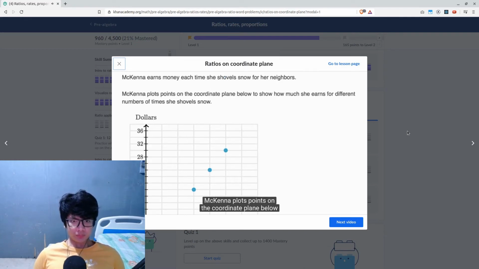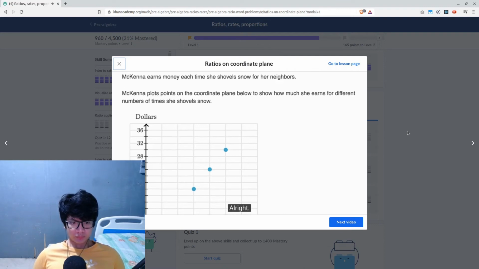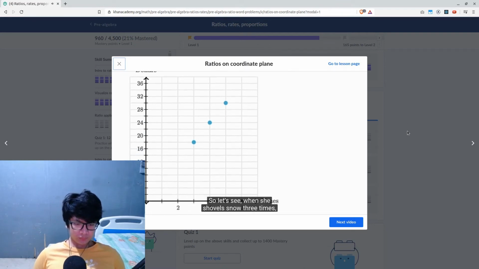McKenna plots points on the coordinate plane below to show how much she earns for different numbers of times she shovels snow. All right, so let's see. When she shovels snow 3 times, looks like she gets, halfway between 16 and 20, $18. 4 times, looks like it's $24. So it looks like the ratio is staying constant at 3 to 18.